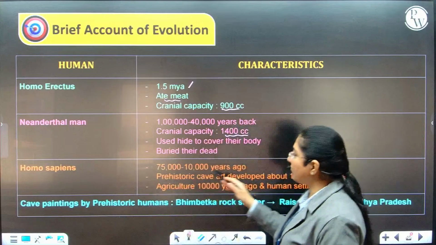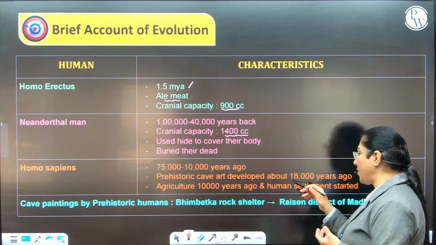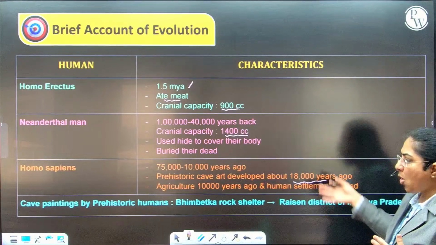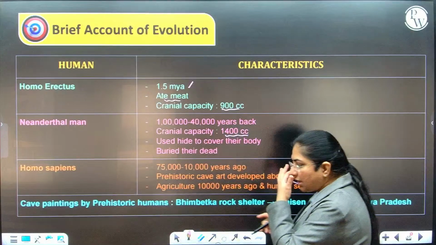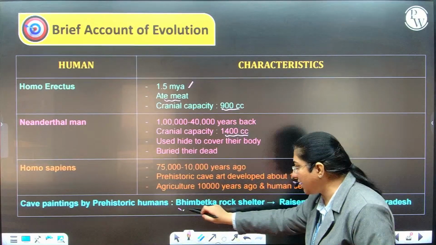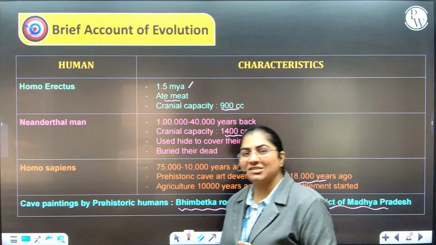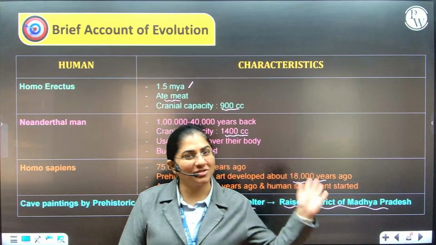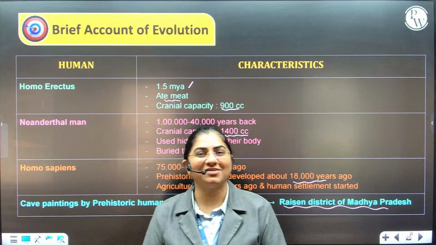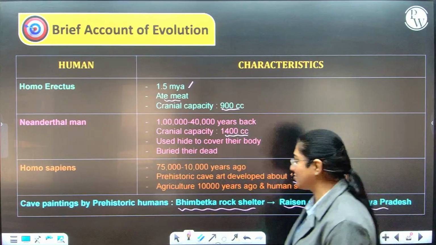Homo sapiens, 75,000 to 10,000 years ago. The prehistoric cave art was developed by them approximately 18,000 years ago. One of the prehistoric cave arts that you see is the cave paintings at the Bhimbetka rock shelter, Raisen district of Madhya Pradesh. This has come as a PYQ, not only in NEET, but also as a PYQ in KBC. So you can remember it in future, it will help you there also.